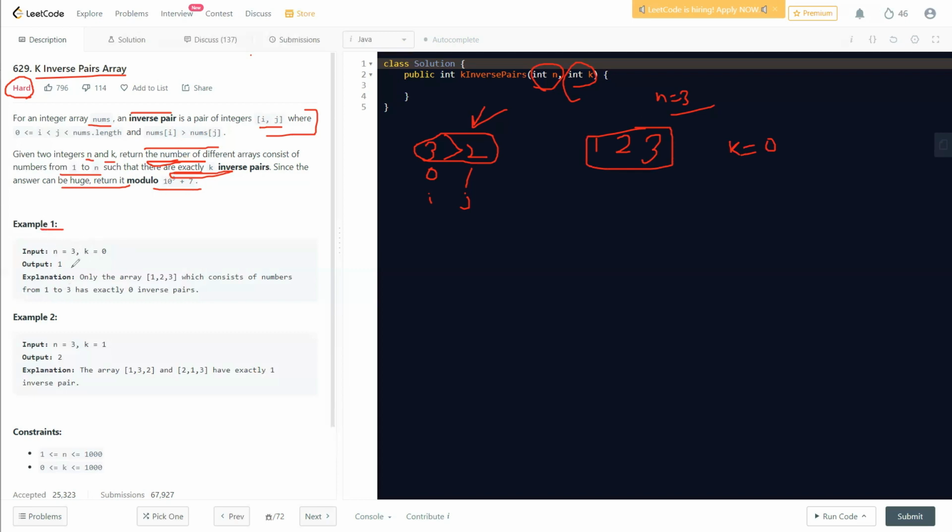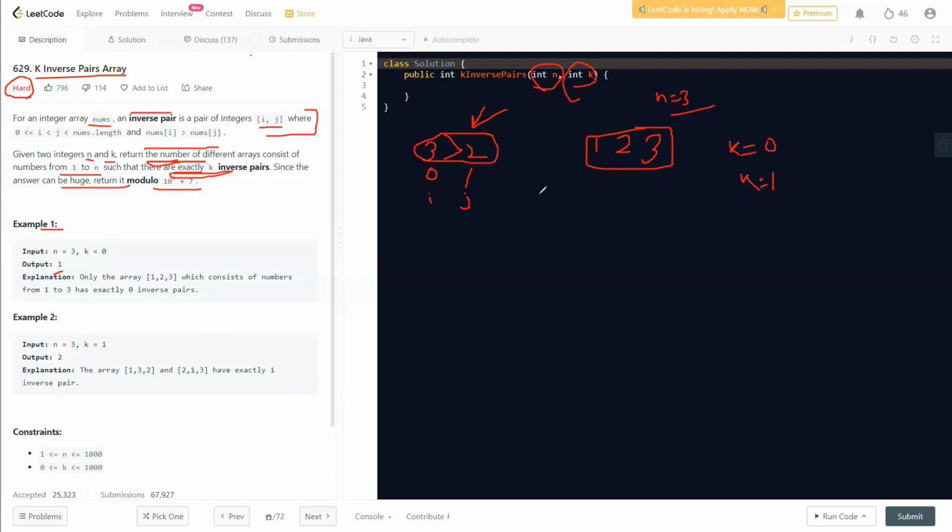That n is 3, k is 0, and the answer should be 1. And what is the answer? The only array is 1 to 3, which consists of numbers from 1 to 3 and has exactly 0 inverse pairs. Fine. Say we want to do something like k equal to 1.